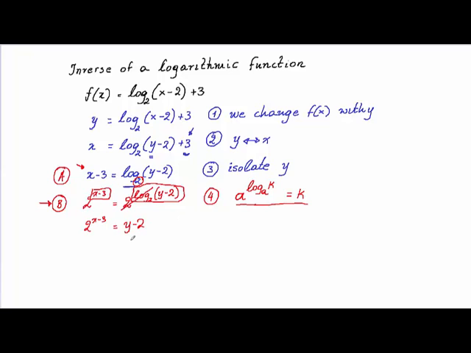Now things are easier because y is not anymore inside the logarithm and it is not in the exponent. So the next step is again to isolate the y. This is always my purpose. This is always my goal. In order to do that, I need to move the negative 2 to the left side of the equation by adding to both sides the number 2. So I'm going to add 2 to both sides of the equation.